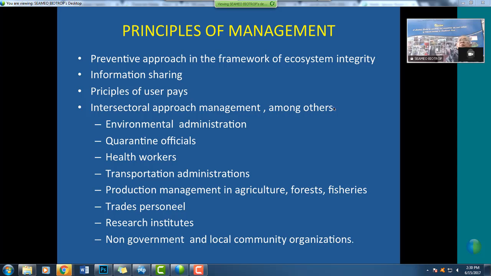And then the important one is intersectoral approach management, including environmental administration, quarantine official, health workers, transportation administration, production management in agriculture, forest and fisheries, trades in personnel, research institute, non-government and local community organizations.